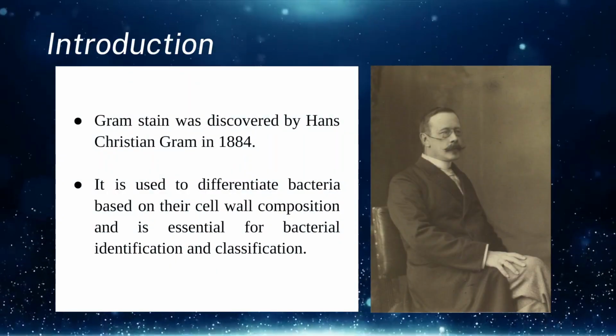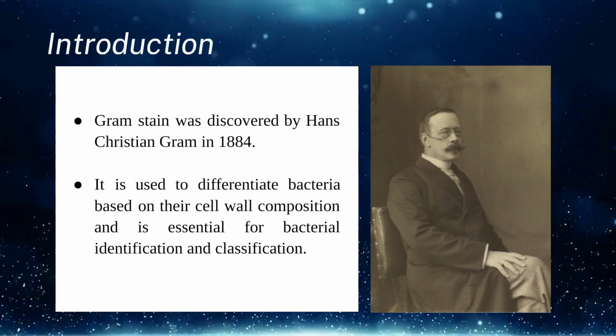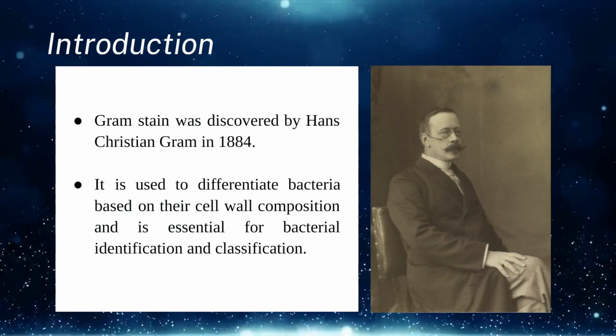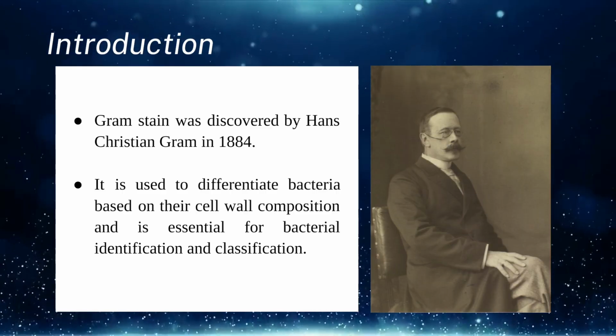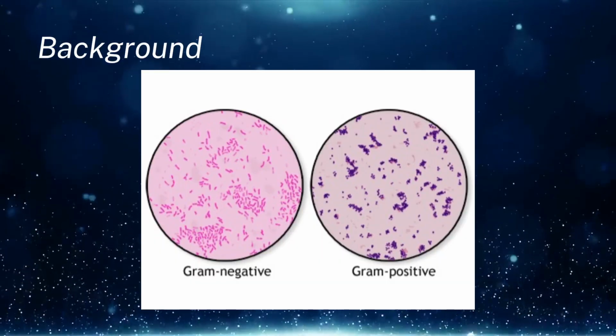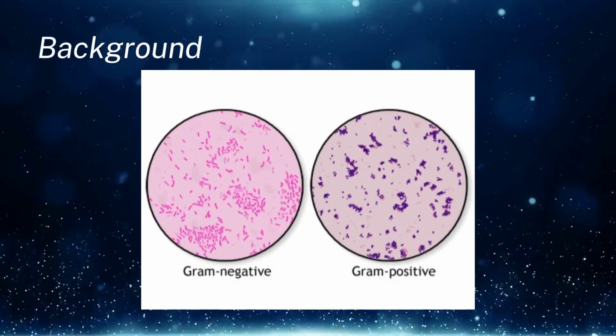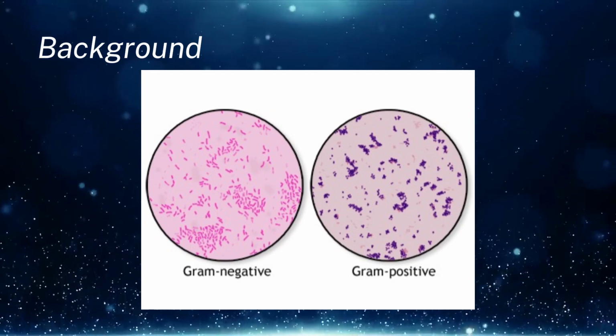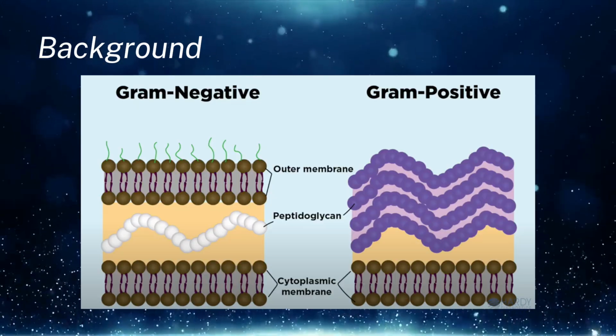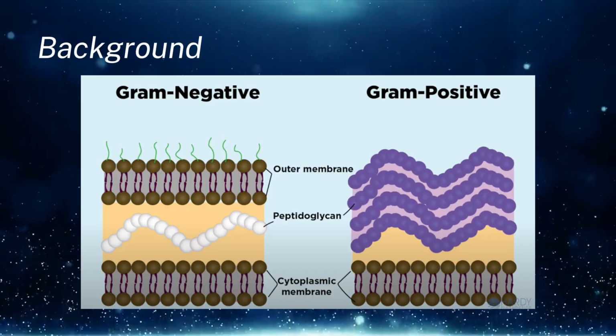Gram stain was discovered by Hans Christian Gram in 1884. It is used to differentiate bacteria based on their cell wall composition and is essential for bacterial identification and classification. There are two main groups of bacteria identified using Gram staining. Gram-positive bacteria appear purple. Gram-negative bacteria appear pink. This difference is due to the cell wall structure.